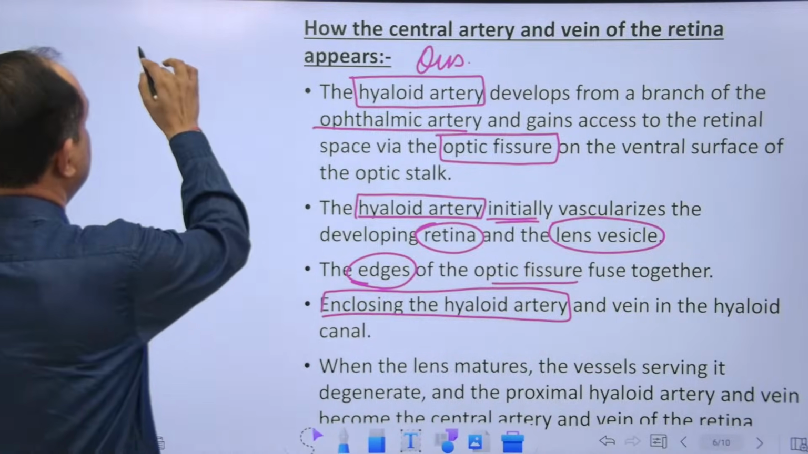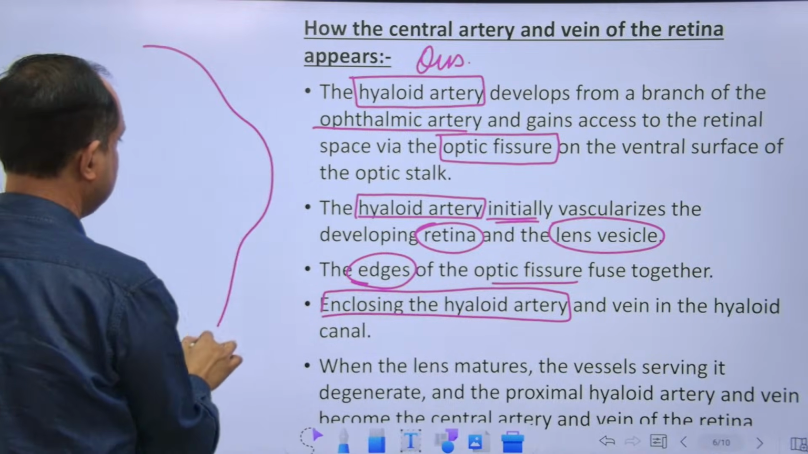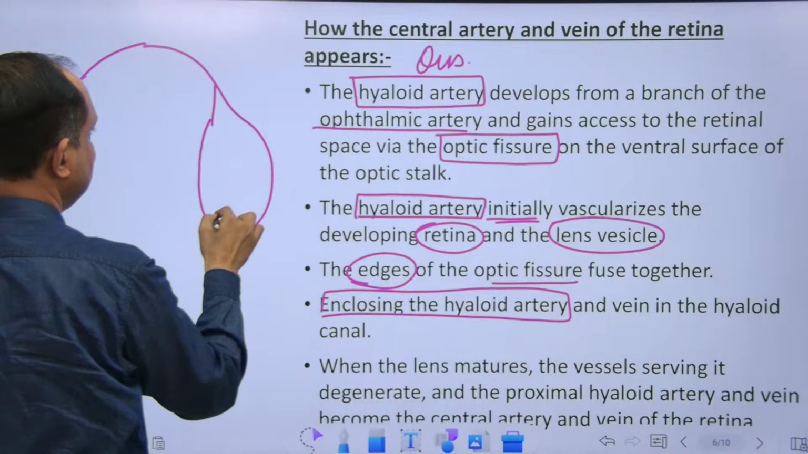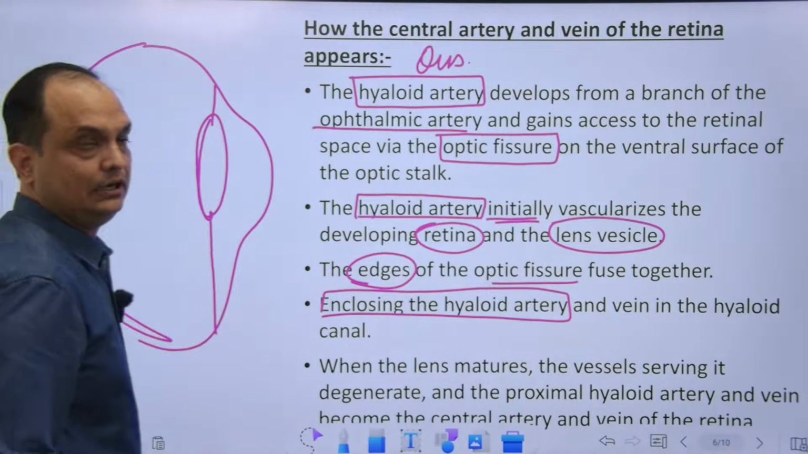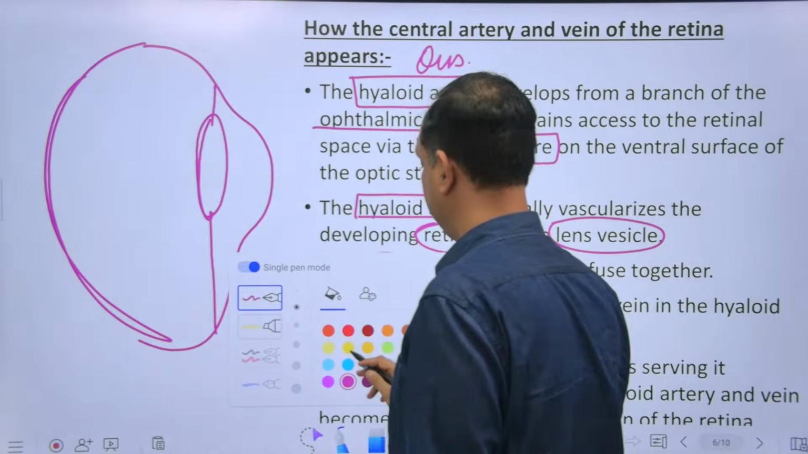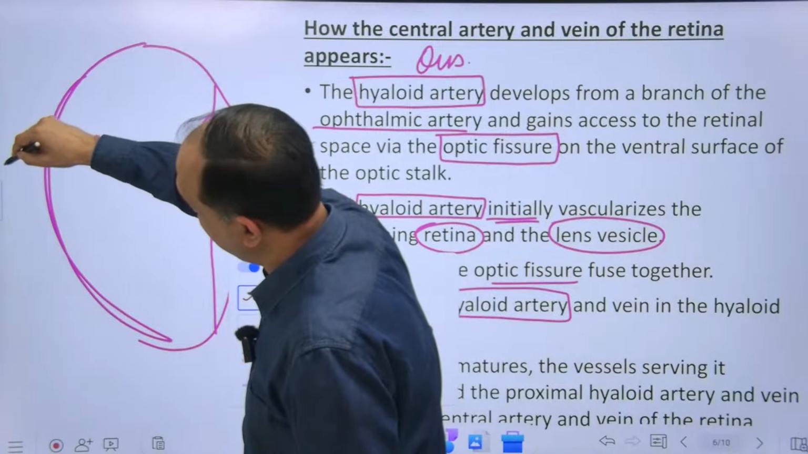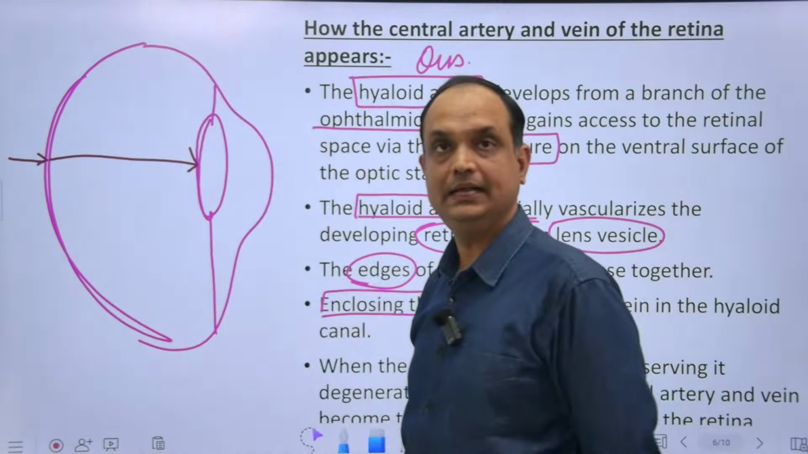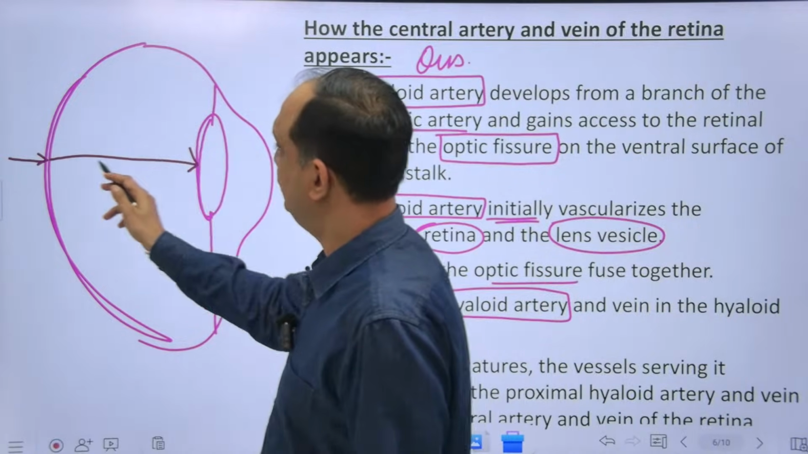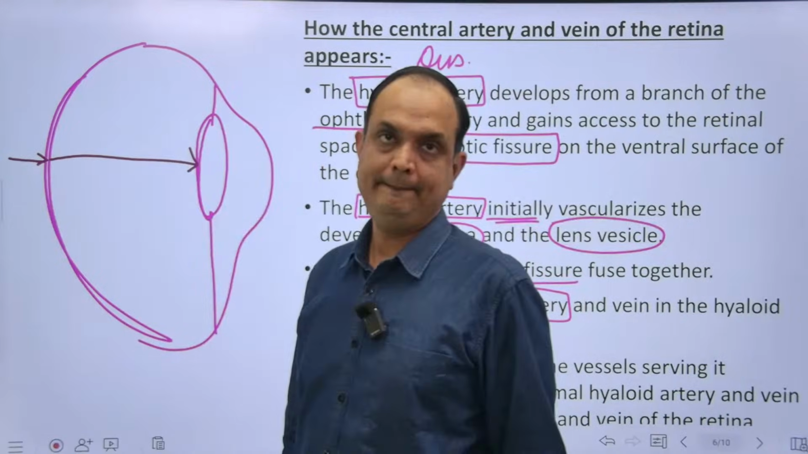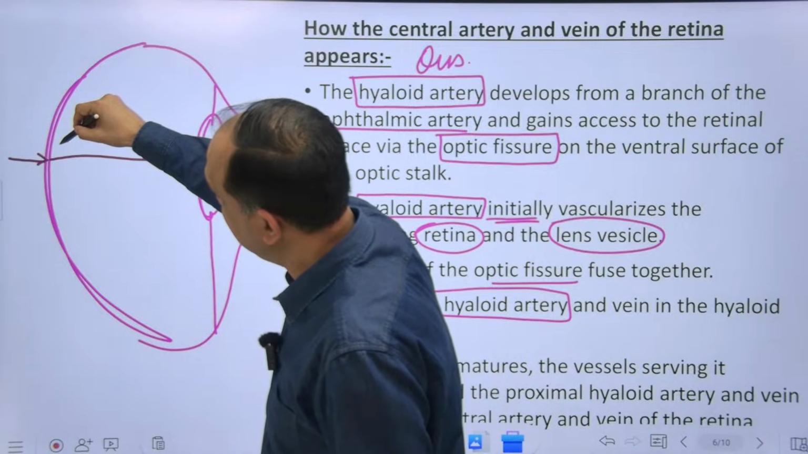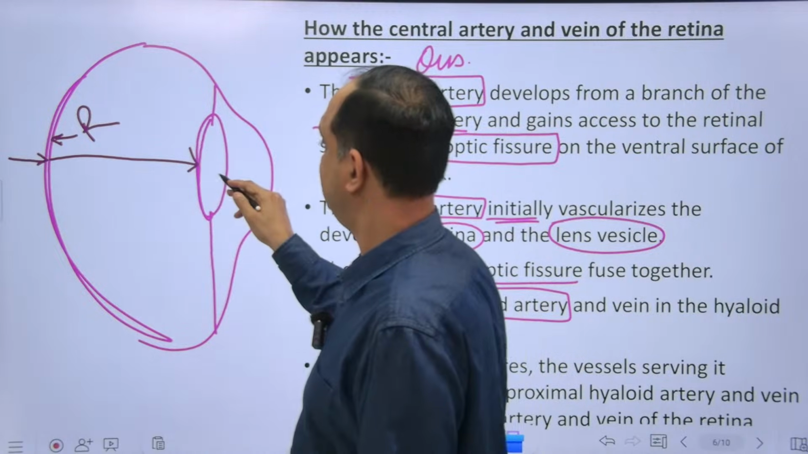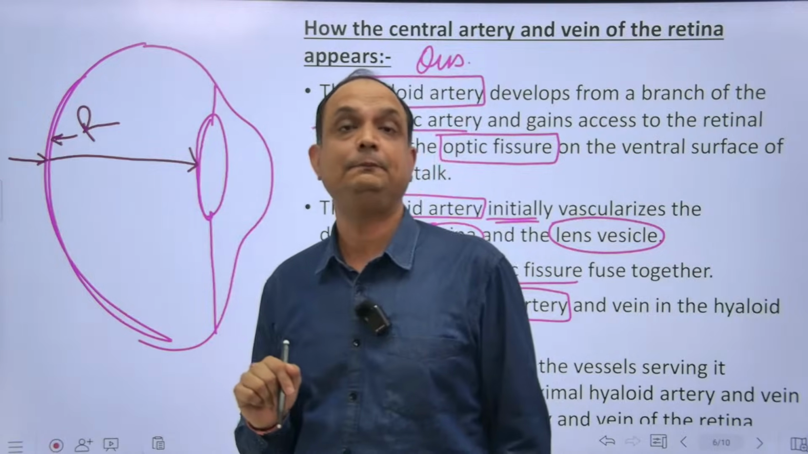So when you see the eye, suppose this is your eye and posteriorly this is your retina. Now suppose we draw the lens. Now this is your lens. Clear? Now what is happening initially? Initially this is your artery and this artery is going up to the lens. Clear? Now this whole thing is your hyaloid artery. Now this portion is the retina. This is your retina.